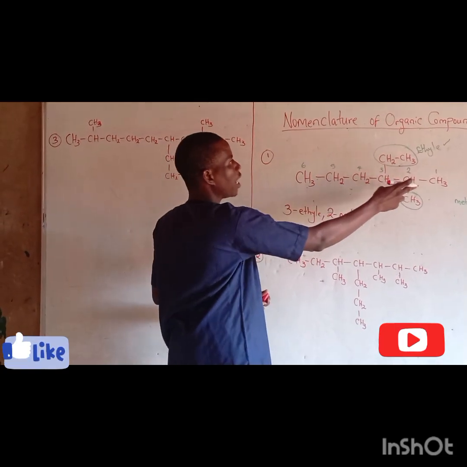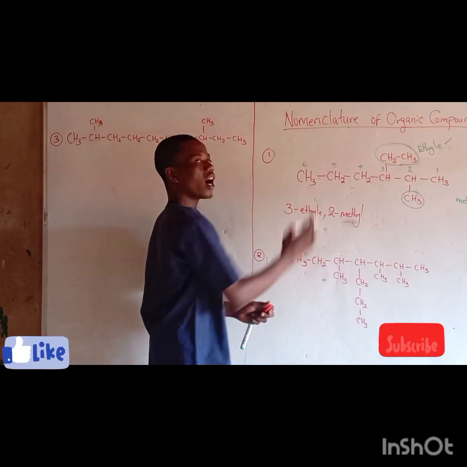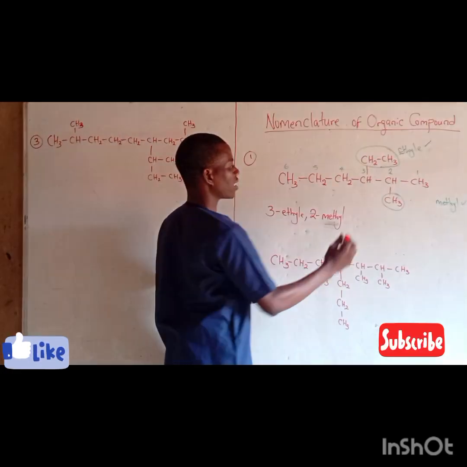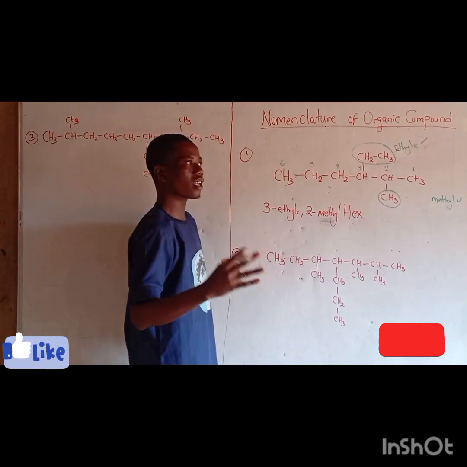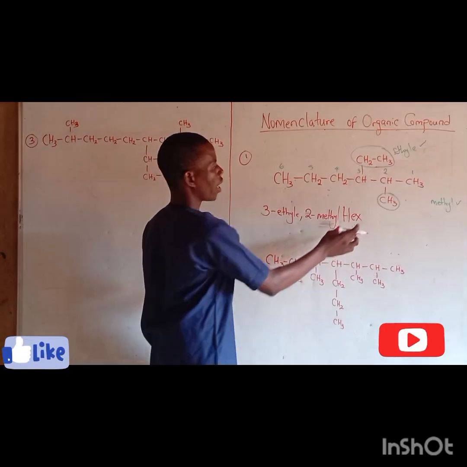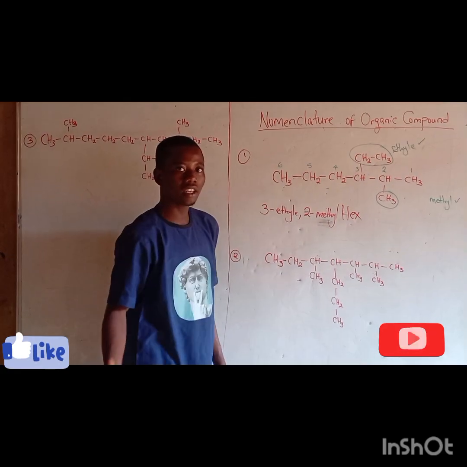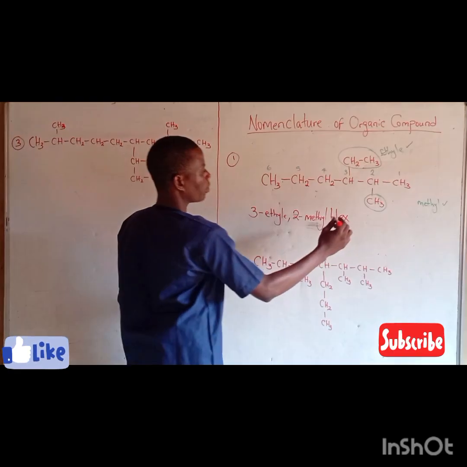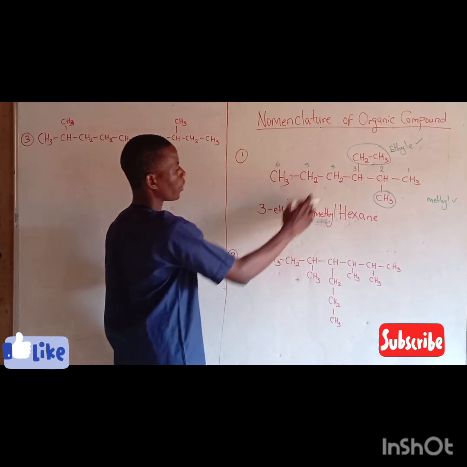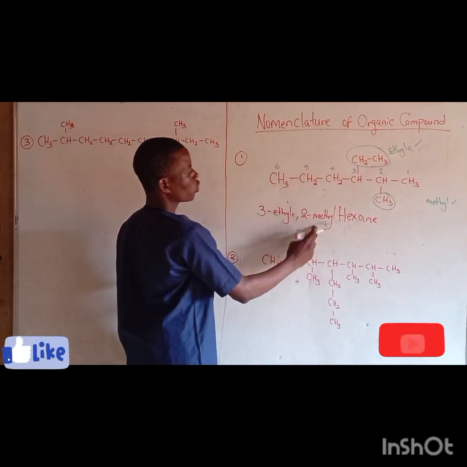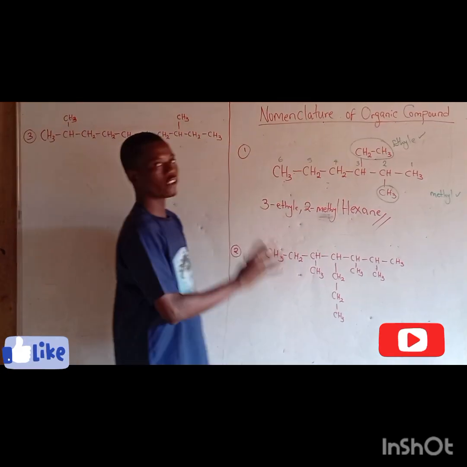Now, you can name the parent chain. In the parent chain, you have 6 carbons. And we already know that 6 carbons is represented by hex. Hex means 6 carbon atoms. And you know that this compound belongs to the alkane family. Therefore, it will be what? Hexane. So the name of this compound is 3-ethyl-2-methylhexane. That is for number 1.